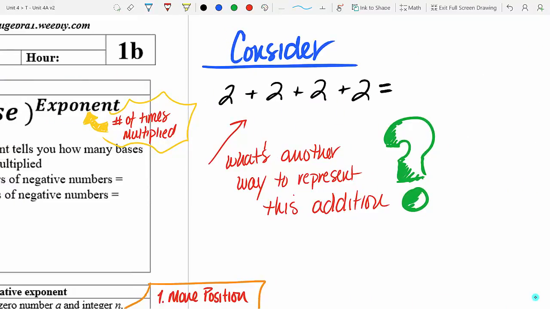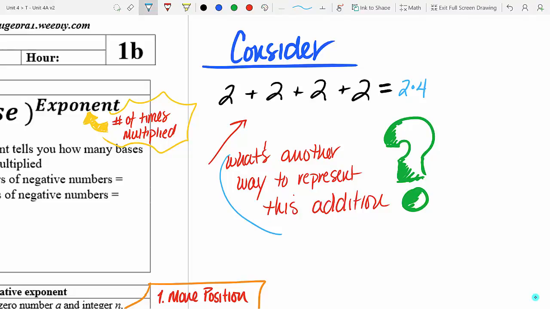So consider taking 2 and adding it to itself 4 times. 1, 2, 3, 4. So 2 plus 2 plus 2 plus 2. And we could do that. There's nothing wrong with that, but it's a really long way to write it. We like a way that's a little bit shorter. So what would be another way that we could represent 2 plus itself 4 times so that it's a little bit shorter? That would be 2 times 4. So that's how we represent this long piece.